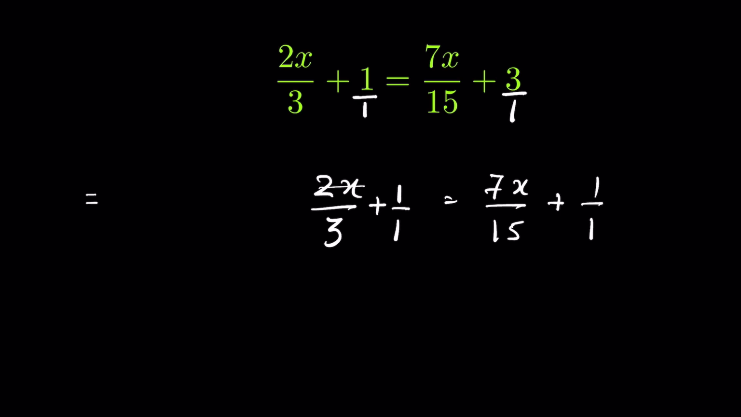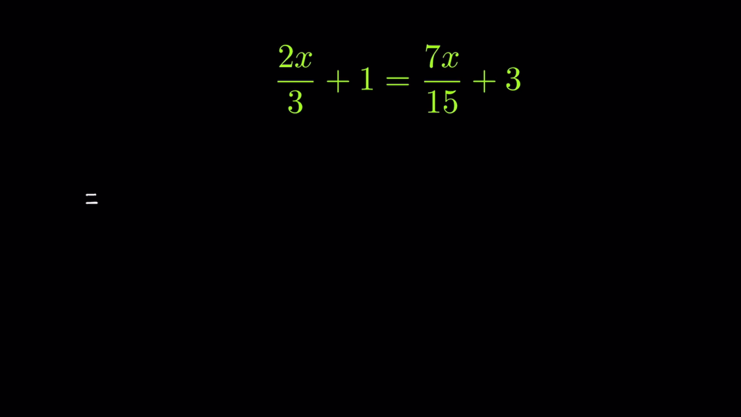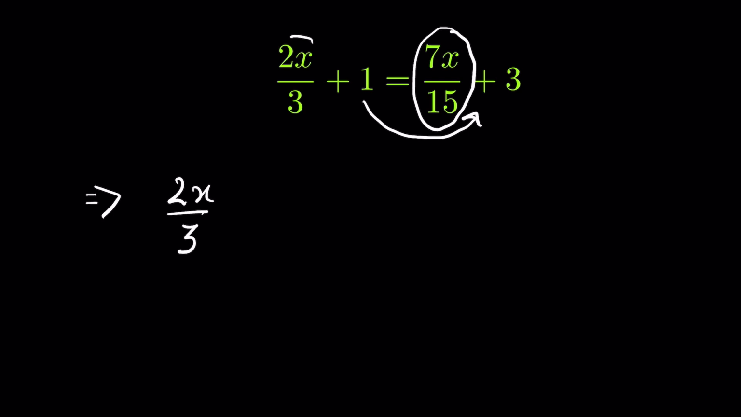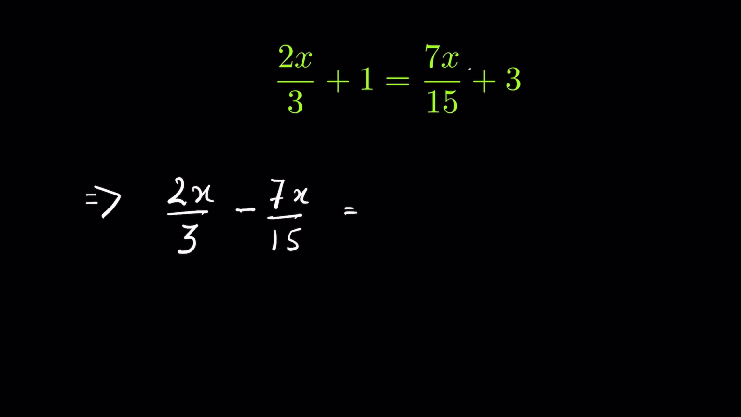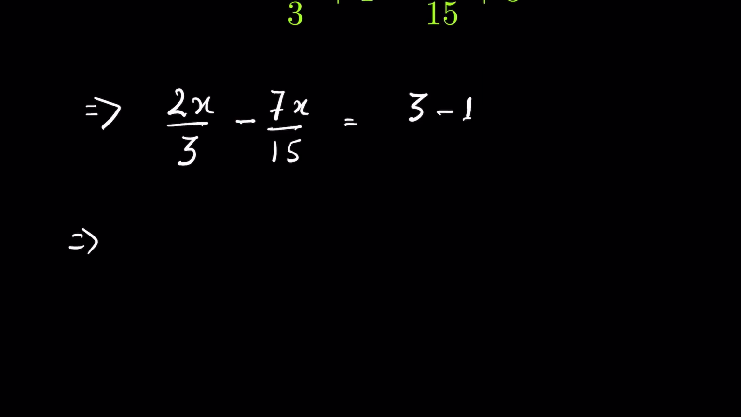Another method is we send whole numbers to one side. Since 3 is a whole number, we can also solve it like this. 2x upon 3, we send the 1 to the right hand side and send this fraction which has x in it, which is of the same family as 2x upon 3 because they have the same variable. So it will be 2x upon 3 minus 7x upon 15 is equal to 3 minus 1. Now get the LCM of 3 and 15. These are now simple fractions.